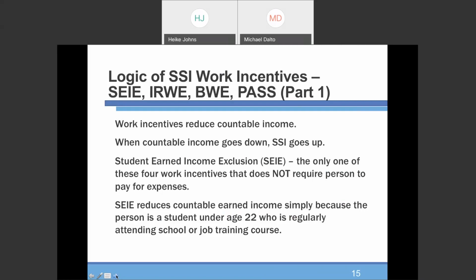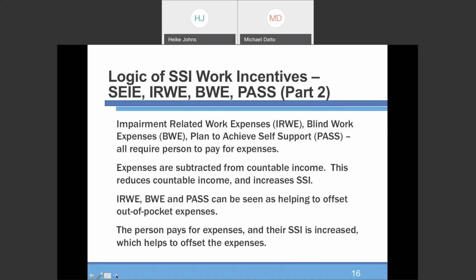But the student earned income exclusion is kind of unique among these 4. It's the only one of the 4 work incentives that doesn't require the person to pay for expenses. Their countable income is reduced simply because they're a student under age 22 who's regularly attending school or a job training course. That alone will reduce their countable earned income and increase their SSI, and in most cases, enable them to keep the full amount of SSI even while working. The other 3 work incentives of these 4, IRWE, BWE, and PASS, do require a person to pay out of pocket for expenses. And those expenses are subtracted from their countable income.